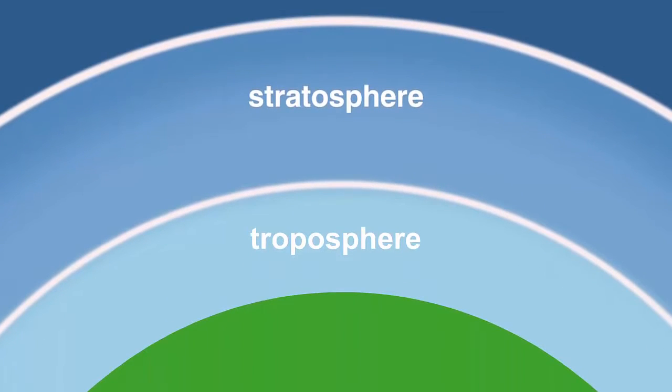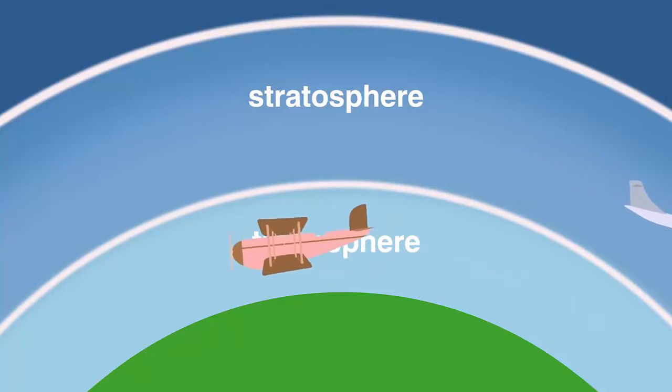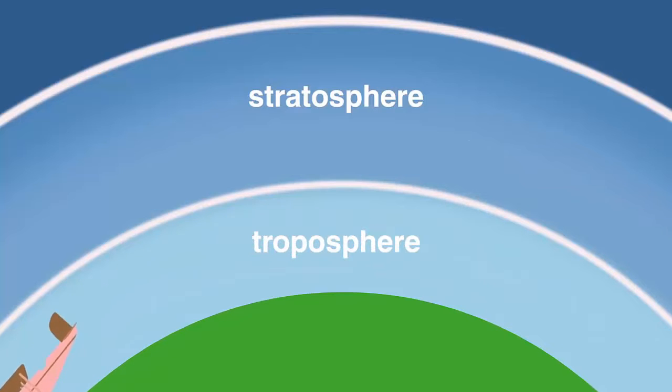If you have ever flown in a jet aeroplane, you may have had a bumpy ride after takeoff through the turbulent troposphere, but once you're above the clouds, above the weather, your journey is smooth. Propeller planes cannot fly this high because the air is too thin for the propeller to grip the air.